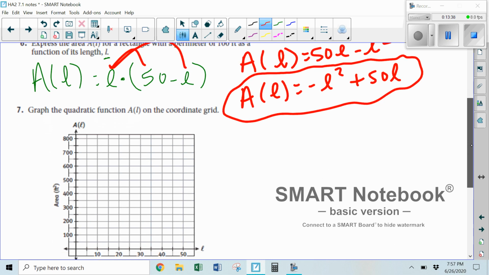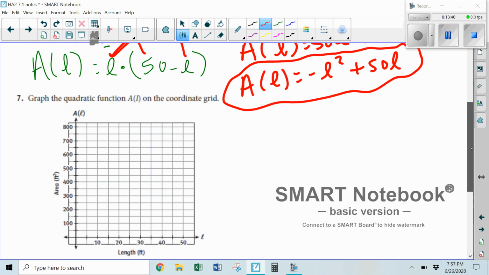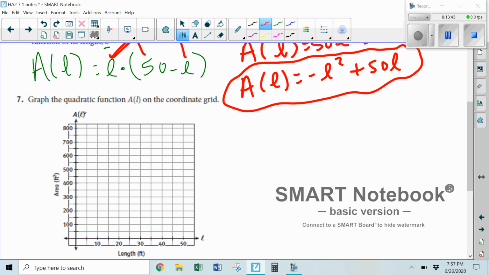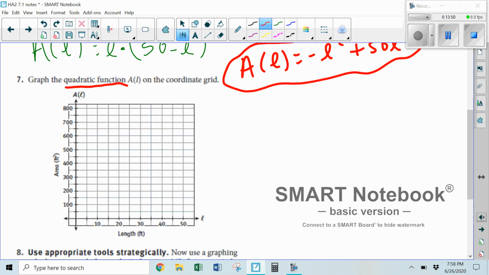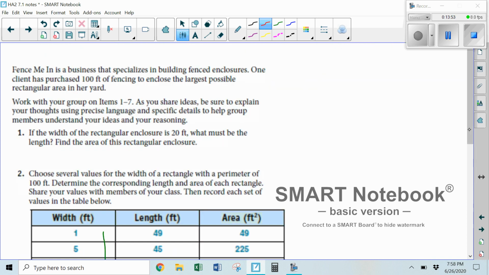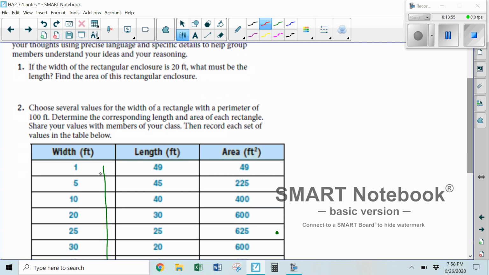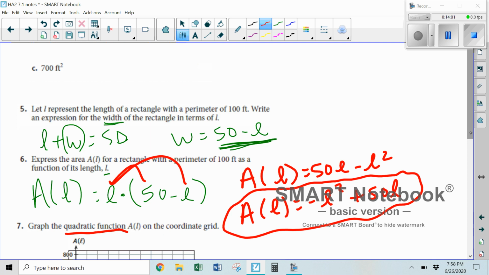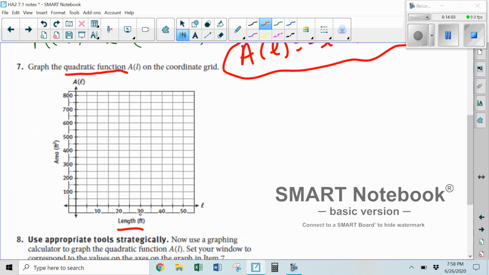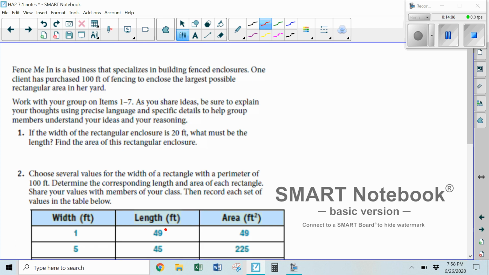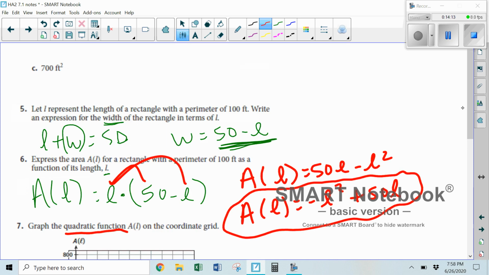All right. Number 7, graph the quadratic function. Now, a quadratic function means its highest power is x squared on the coordinate grid. The way I want you to graph this is pick some points. So we've already got a table. Let me flip back. So I'm going to plot the point, not 149, but sorry about the flipping. Notice the labels are length, area. So if I go back, length is 49, area is 49. So I'm going to plot the point 49, 49.